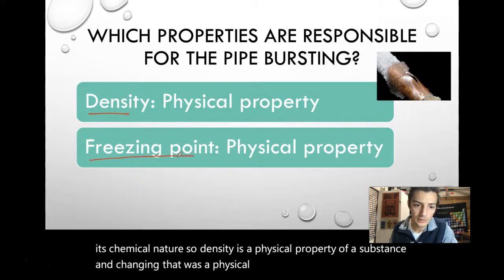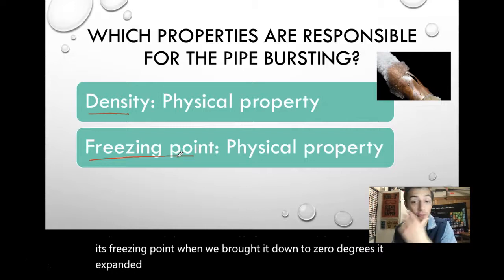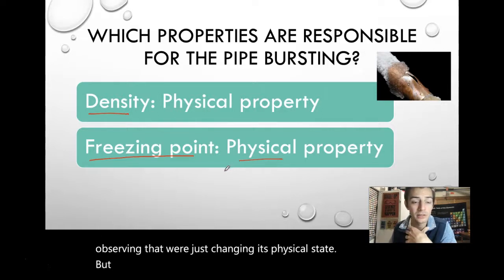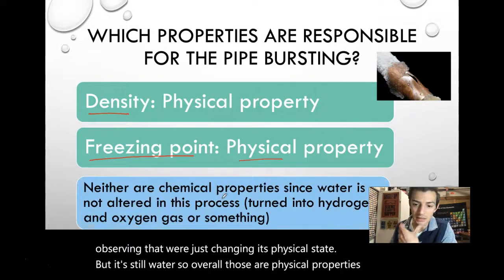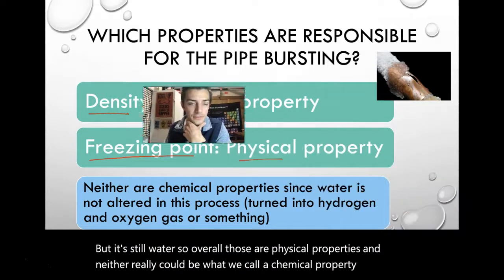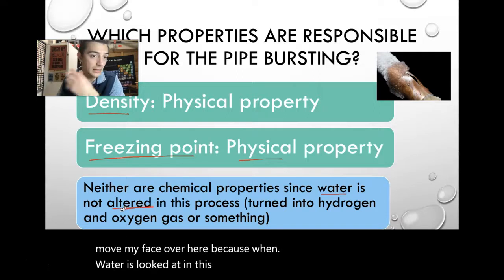And we observed its freezing point. When we brought it down to 0 degrees, it expanded and it froze in the process. And when we're observing that, we're just changing its physical state, but it's still water. So overall, those are physical properties, and neither really could be what we call a chemical property, because when water is looked at in this process, we're not altering its chemical substance.